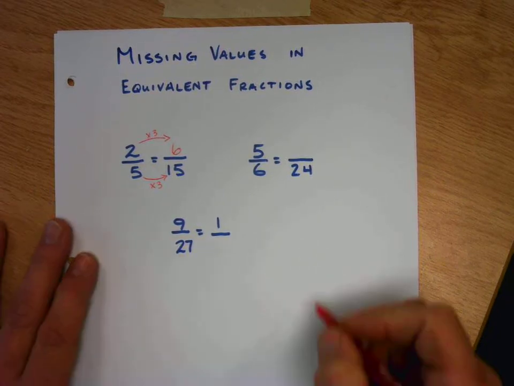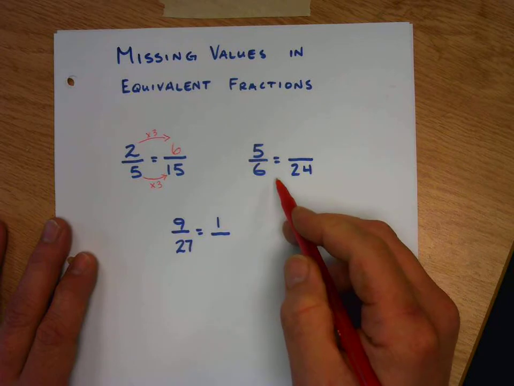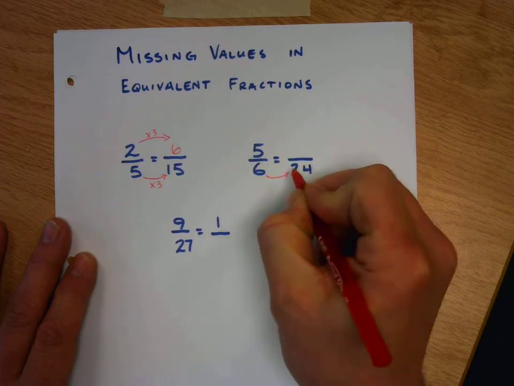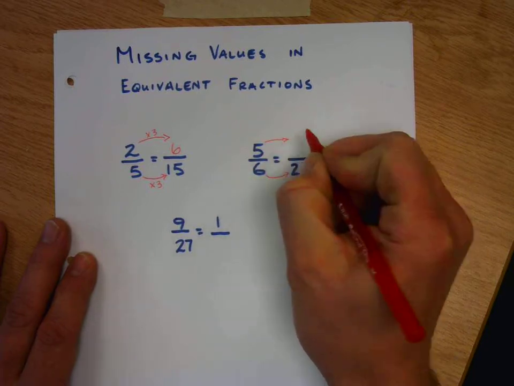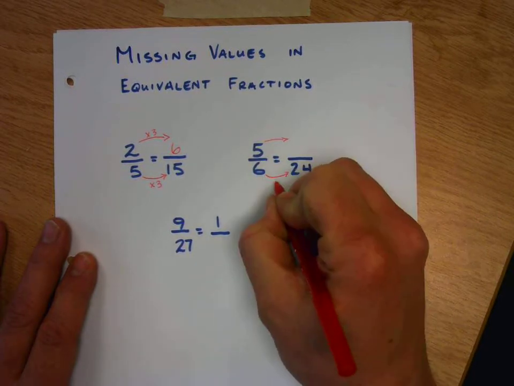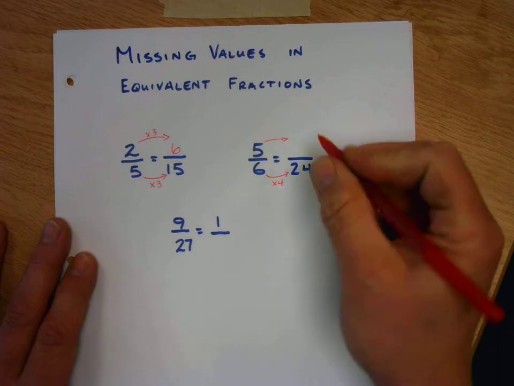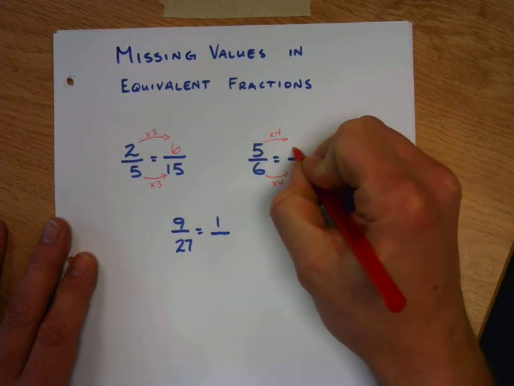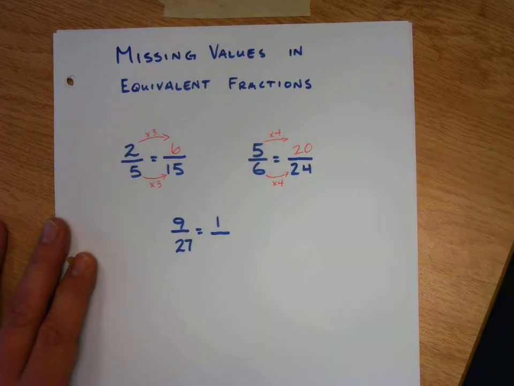Similar to that, looking at the second example, we have 5/6 equals something over 24. Traveling to the unknown, how many 6s make 24? Well, we need 4 of those, so we'd multiply by 4. So we'd also do the same to the 5. We'd have 5 times 4, giving us 20.